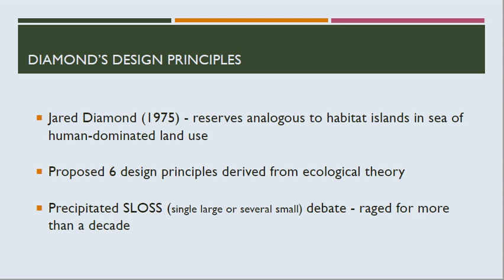So this debate was based on ecological theory. Jared Diamond proposed certain ecological factors be prioritized, and the several small principles advocated priority to other ecological theories. And that debate has gone on for more than a decade.